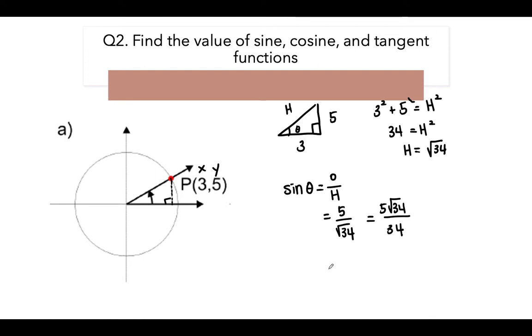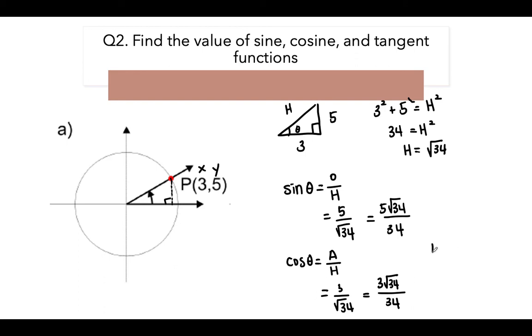Now let's do the next one. So cosine. Cosine theta is going to be adjacent over hypotenuse. So in this case, adjacent from this theta is 3. So 3 over square root 34. Again, same thing, you're going to rationalize it. So 3 square root 34 over 34.